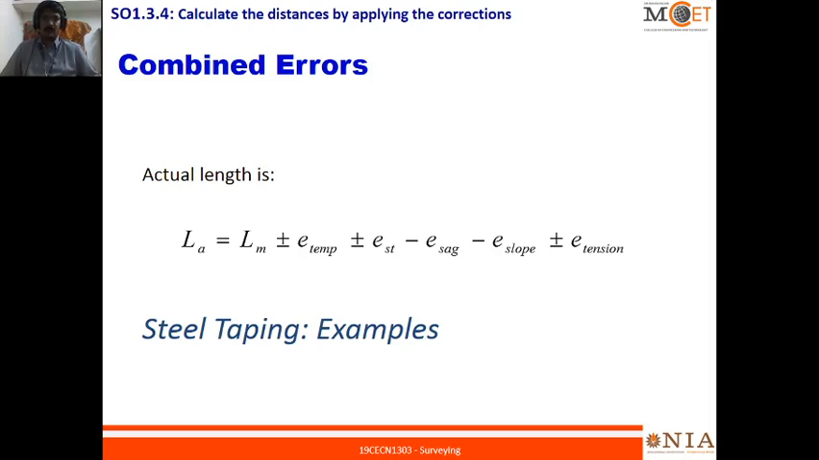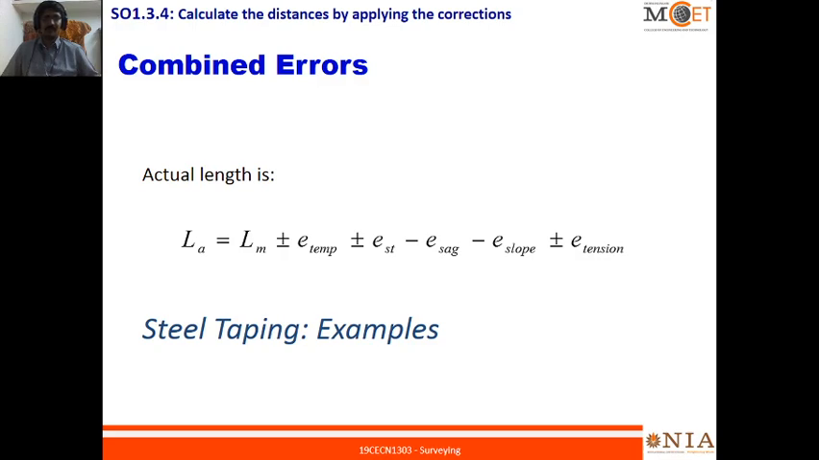Hello friends, we are continuing the correction or the error in the tapes and how we can calculate the actual length from the measured length with the combination of all the errors. Here the slide shows a formula. The actual length can be calculated, that is L suffix A is equal to L suffix M, that is the measured length, with the chain or tape which has some error.